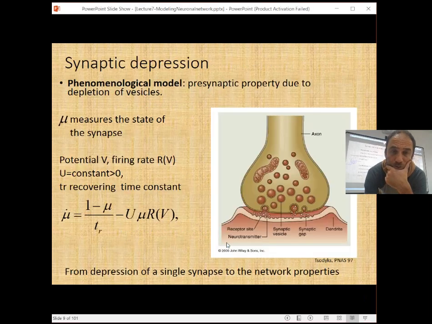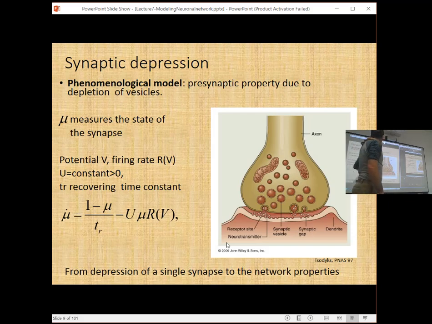Okay, so now if we continue with synaptic properties, we said last time we can model this by looking at the synaptic measure of the synapse here, of the bouton, which is the number of vesicles available to release the neurotransmitters. And this is measured by mu.